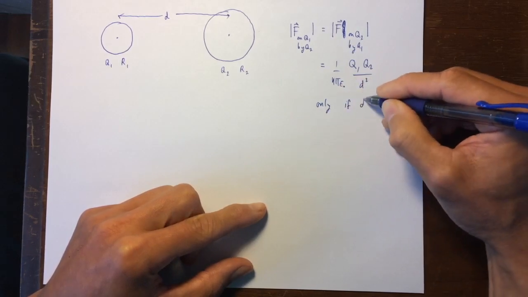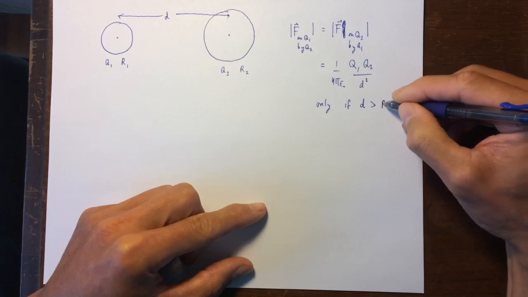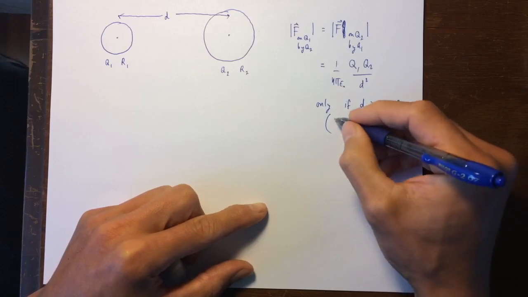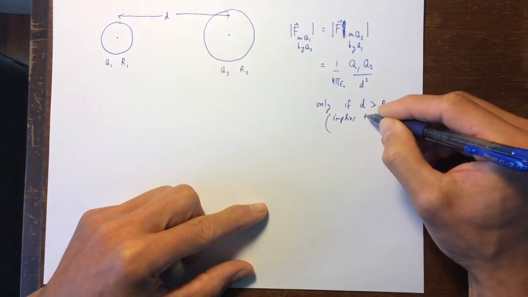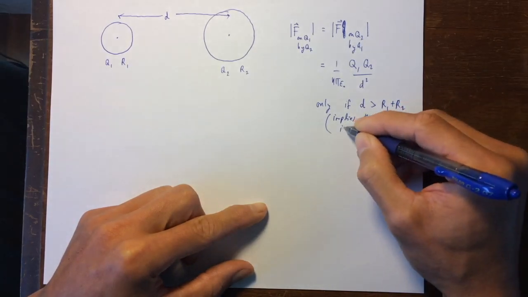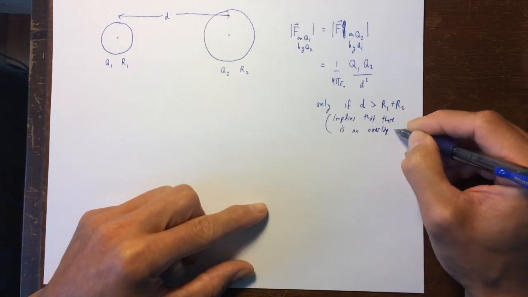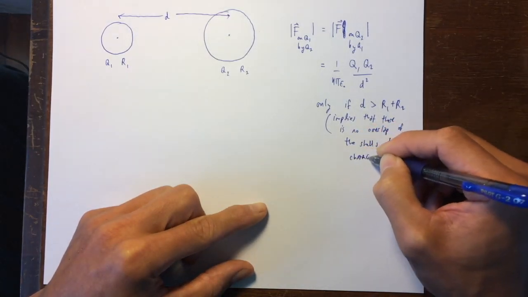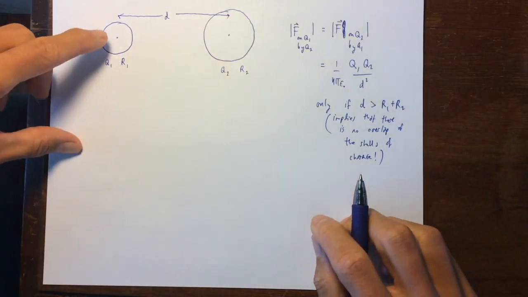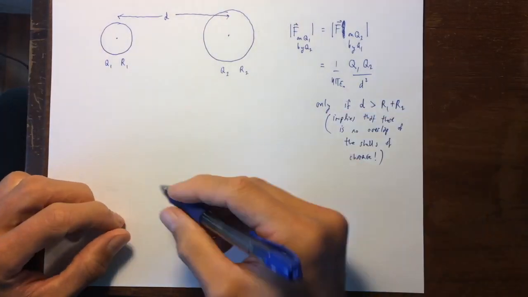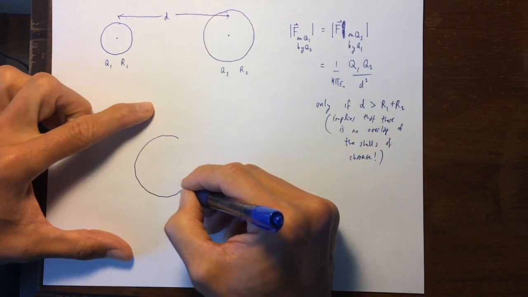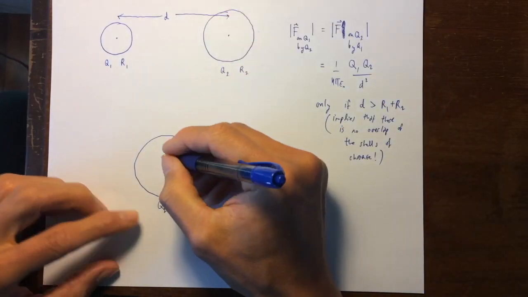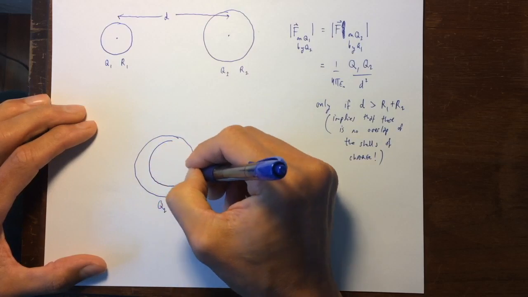But this is true only if d is bigger than R1 plus R2. That is, what this means is it implies that there is no overlap of the shells of charge. What about an alternate case? What if I took the shell of charge that's bigger and put the shell of charge that's smaller inside of it?